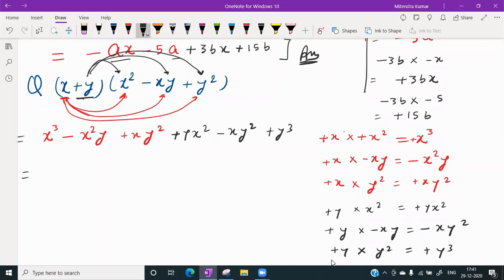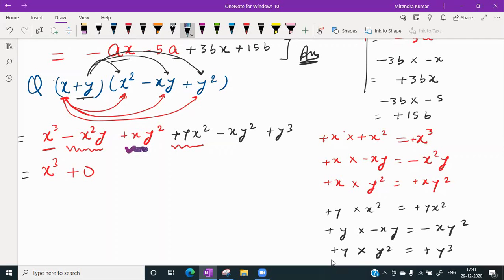Do we have like terms here? For x cube there are no like terms, so I will write it as it is. Now do we have like terms? Yes, we have like terms. Here also x square y, it is minus and it is plus, so it will give 0. Plus 1 apple minus 1 apple will give 0.